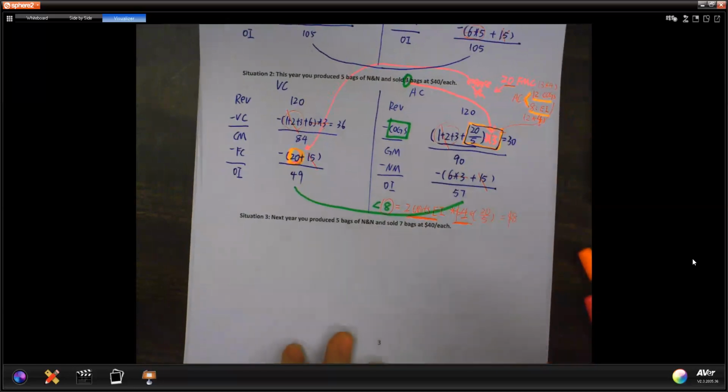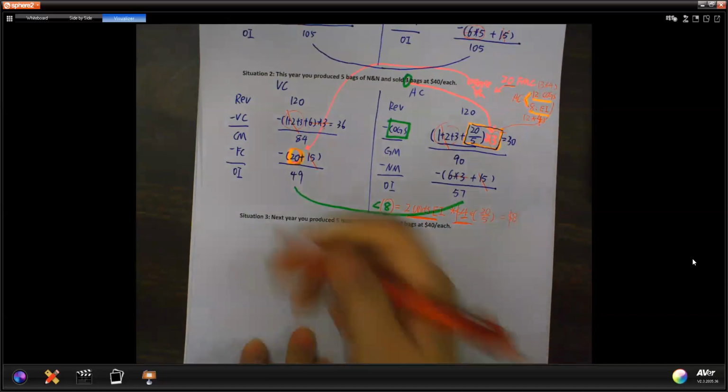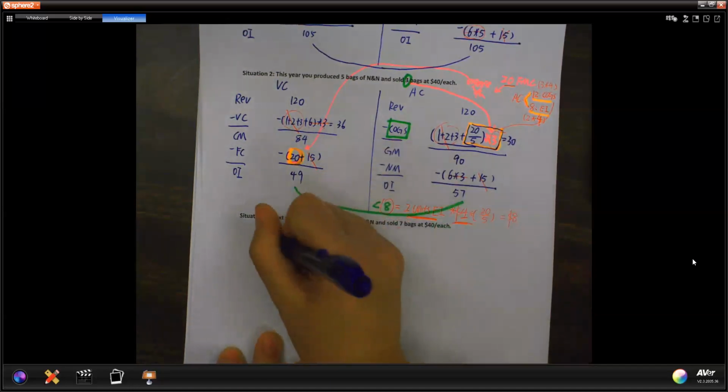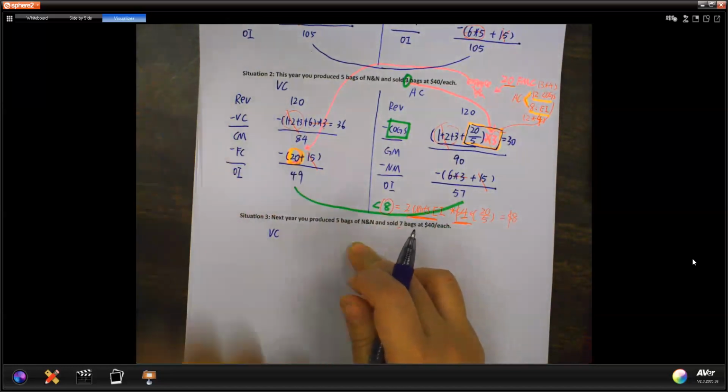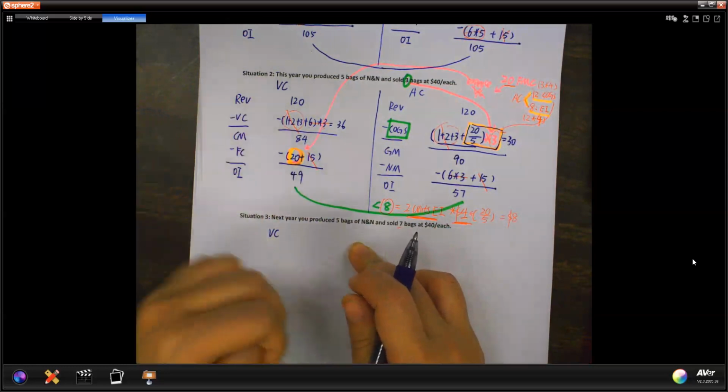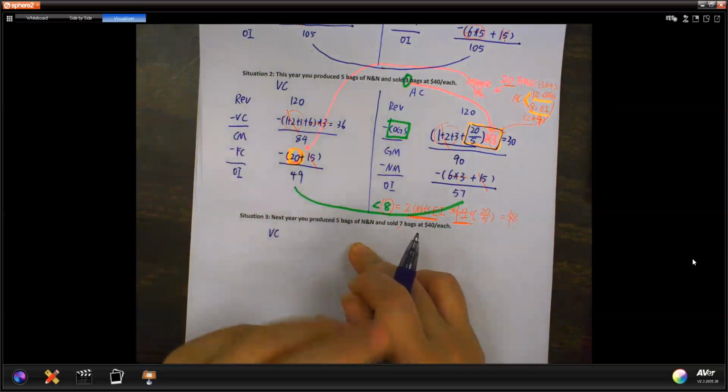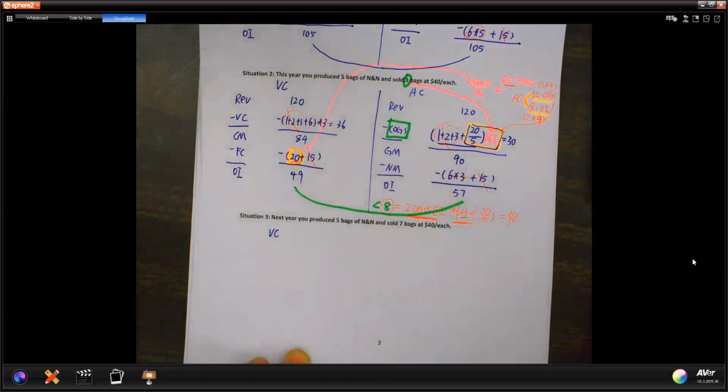Okay, year 3, you produced 5 bags and you sold 7. Now you produced 5 and you sold 7. So I'll do it quickly. Variable costing. Now you can even just imagine it will be the opposite of your situation 2. Situation 2 is you produced 5, you sold 3, so you produced more than the sales. Situation 3 is you produced 5, you sold 7, so you produced less than your sales. So it will be opposite.